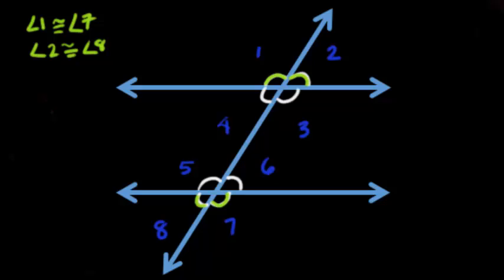Now what we need to do is we need to find all alternate interior angles. So 6 and 4 are alternate interior angles. So I can say that 4 is congruent to 6. And likewise 3 and 5 are alternate interior angles. So I can say that angle 3 is congruent to angle 5. Nice job.